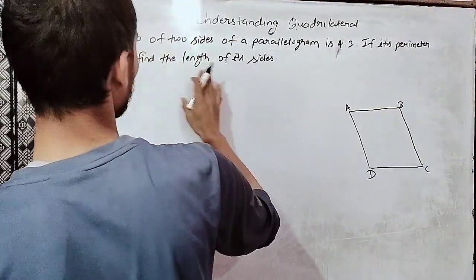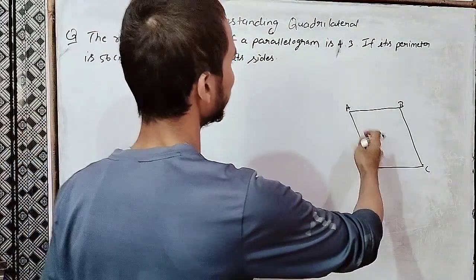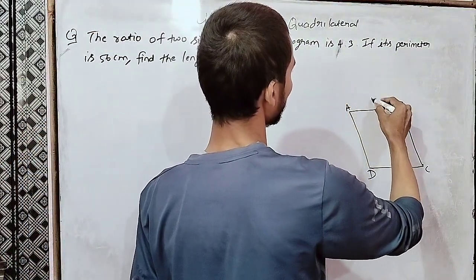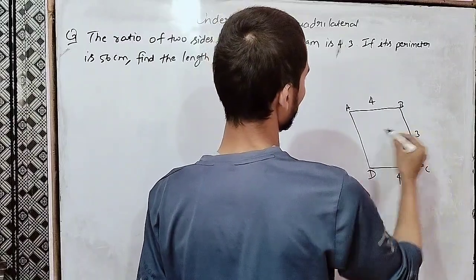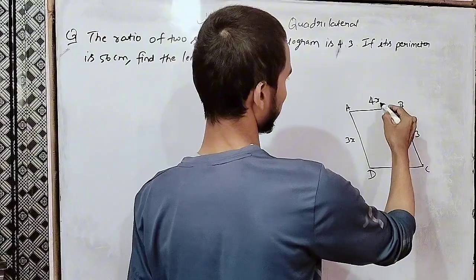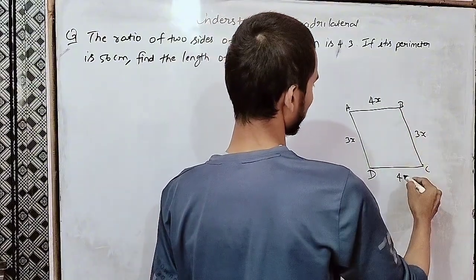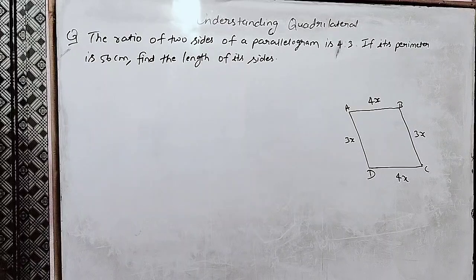Kishan is saying find the length of its side. The ratio for two sides of a parallelogram is 4 to 3. For example, this is a 4, so of course this would be 4. This is a 3, of course this would be 3. So this is a ratio. That's why we will apply x with the given ratio. And now, perimeter is 56 centimeter.